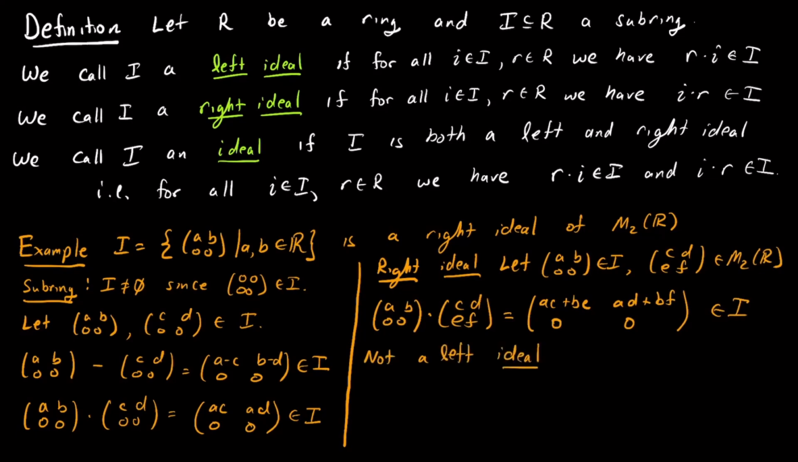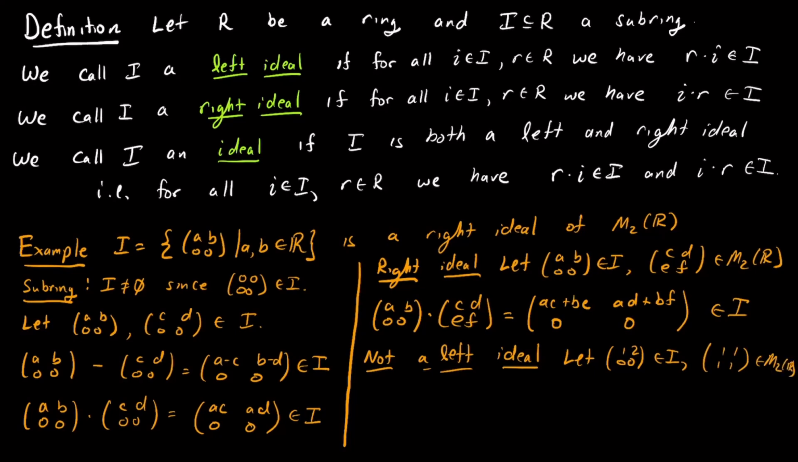Right, this is definitely not a left ideal. So how can we show that? Well, all we need to do is produce a counterexample. So I'm going to consider this element, let's say 1, 2, 0, 0 in I, and 1, 1, 1, 1 in M2 of R.